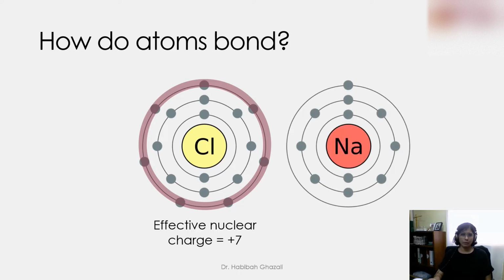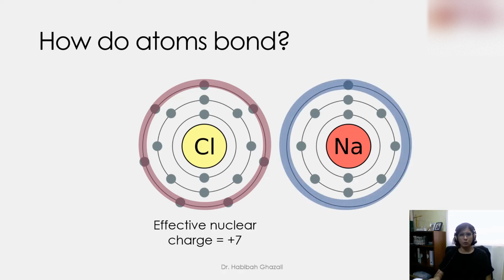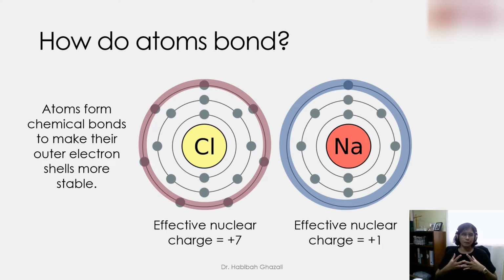It's the same with sodium. Sodium has 11 protons and 11 electrons, and it also has 10 inner electrons, leaving only one effective nuclear charge to hold the outer electron in its position. This is why we see non-metals with nearly full electron shells hold their electrons stronger than metallic elements with nearly empty shells.